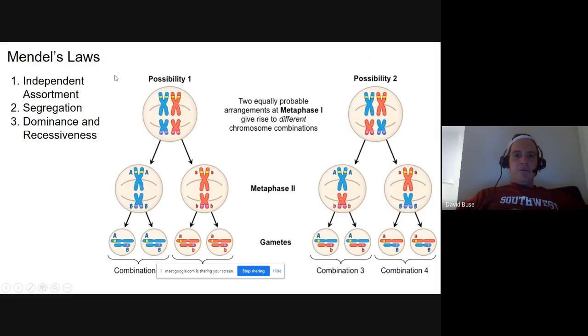Take a moment to review Mendel's laws that we discussed. Mendel's laws help to explain why these dihybrid crosses work. Segregation, dominant recessive, we've discussed. Independent assortment. Notice how each trait is on a different chromosome. So A is on this chromosome and B is on this chromosome. And because they're on separate chromosomes, they separate independently of each other, which allows it to follow the Mendelian pattern.